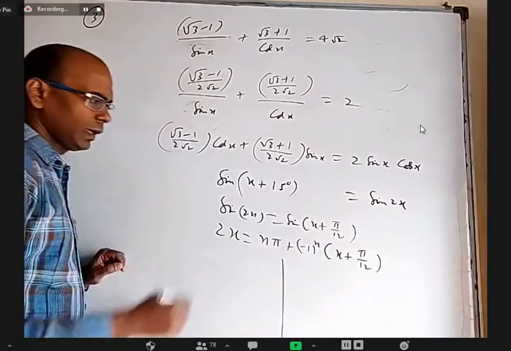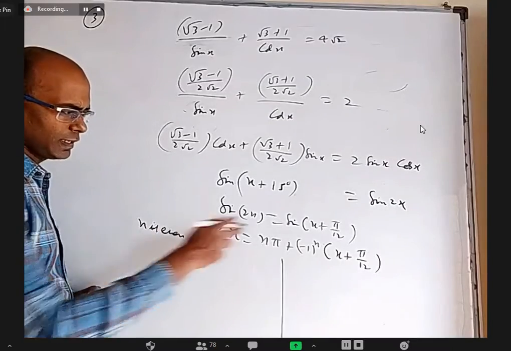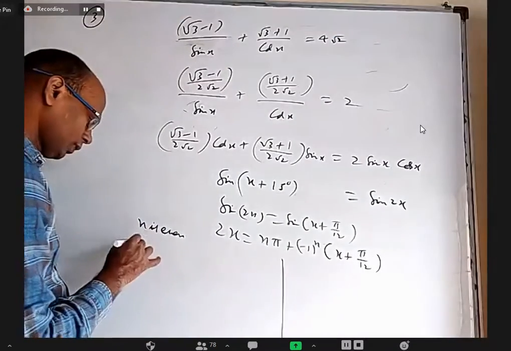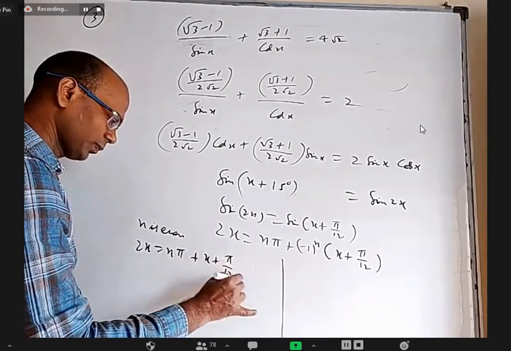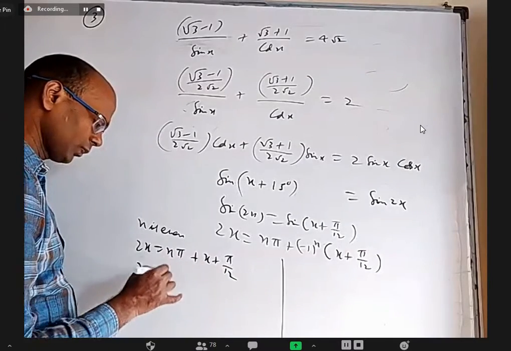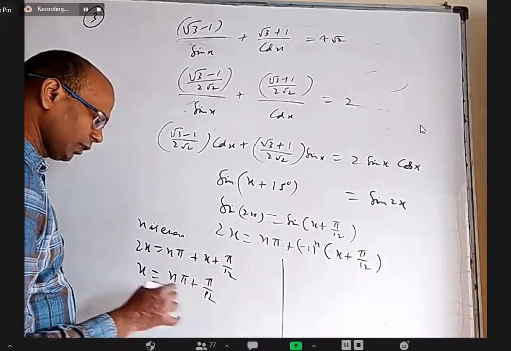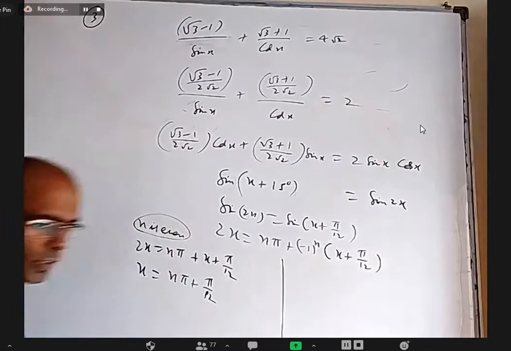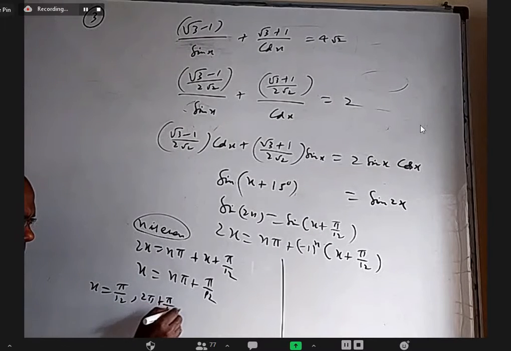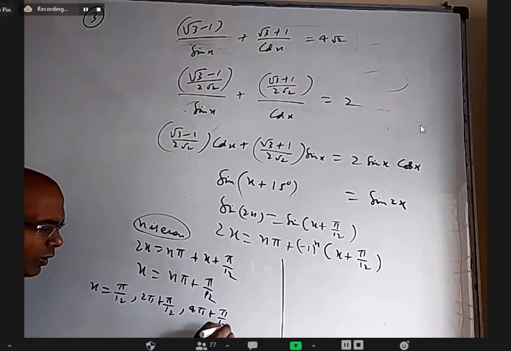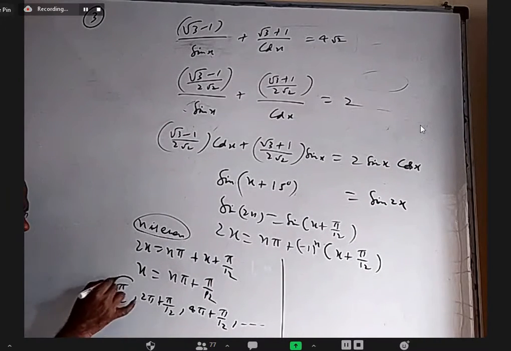Okay. I'll take two cases, n even and n odd. When n is even, it will be plus. We'll get 2x is equal to n pi plus x plus pi by 12. We'll get x is equal to n pi plus pi by 12. But we should not forget that n is even. So when you write solutions, you'll get pi by 12, 2 pi plus pi by 12, 4 pi plus pi by 12, and so on. But they want only between 0 to 90, so we don't have to worry so much. Only pi by 12 is valid here.